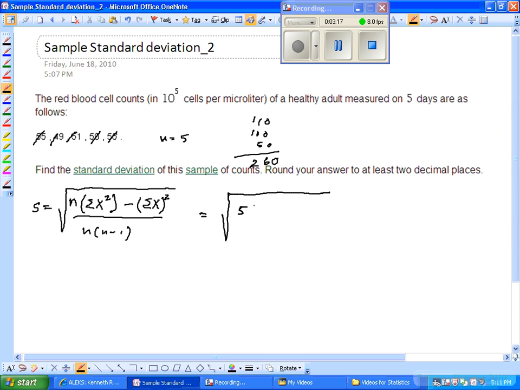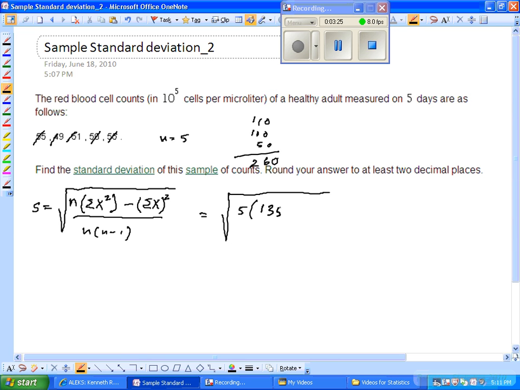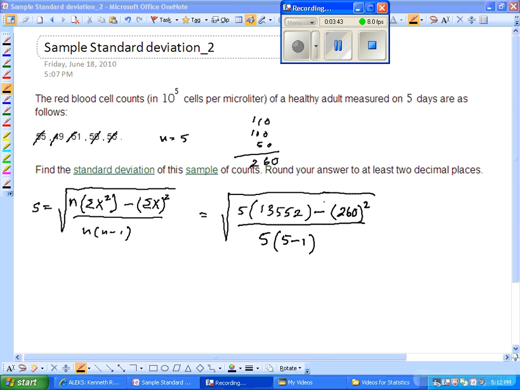Okay? So going back to here, I now know that it is equal to 5 times 13,552 minus 260 squared all over 5 times 5 minus 1. And then you just simplify this. 5 times 13,552. I'm going to pause for a second. I just wrote that down on a sheet of paper, and you would normally be working with a scrap piece of paper, so you'd have this in front of you. It's just unfortunate I can't make them show up on the same screen. So this is what I'm going to now calculate.